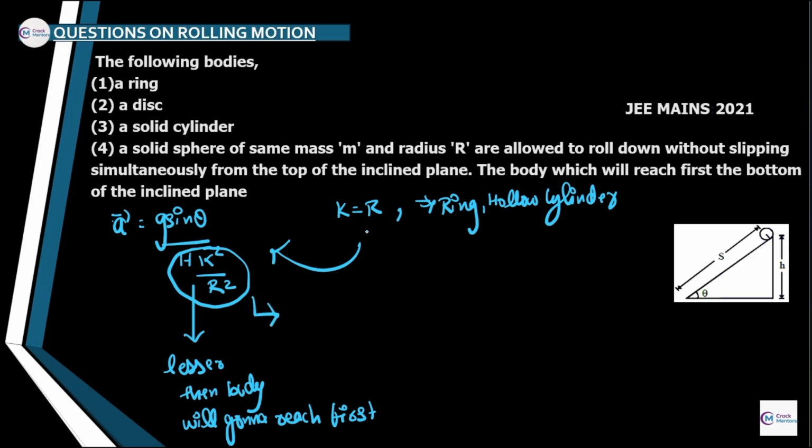So when we can observe a lesser value, when the k value is less, we can observe that this whole value is going to be lesser. So when k is less, when the ring and the hollow cylinder are present, ring is going to be the option. Ring is going to be the answer for this. Okay.